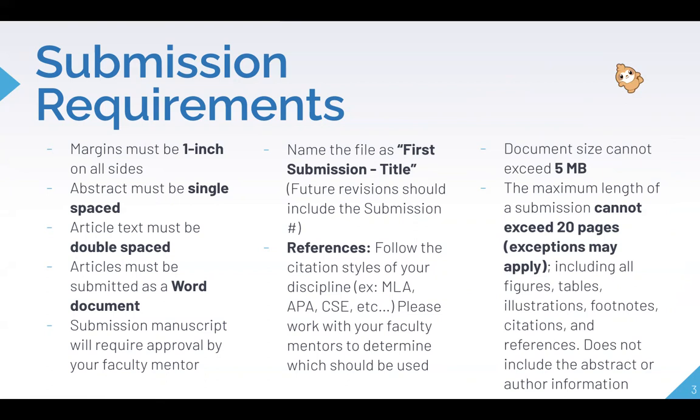And you will have to get approval from your faculty mentor before you submit your article. And as for naming, it's going to have to be first submission and title. And then any future revisions should have a submission number. So 1, 2, 3, etc.